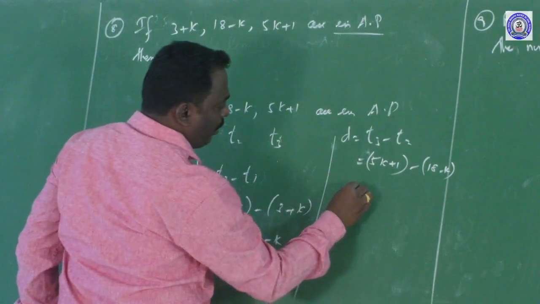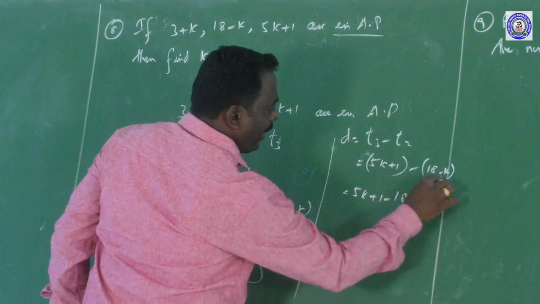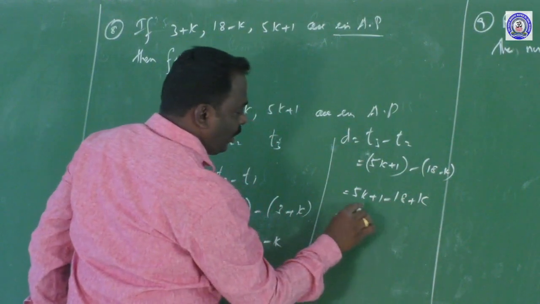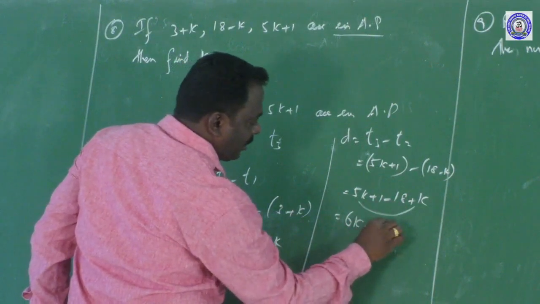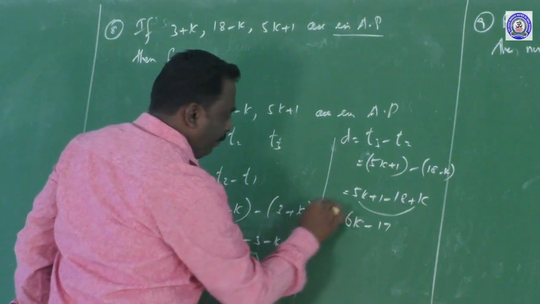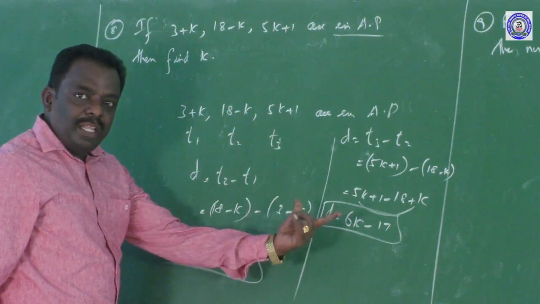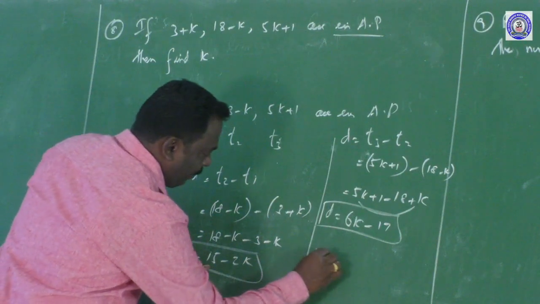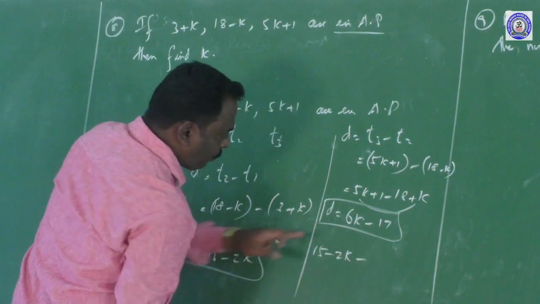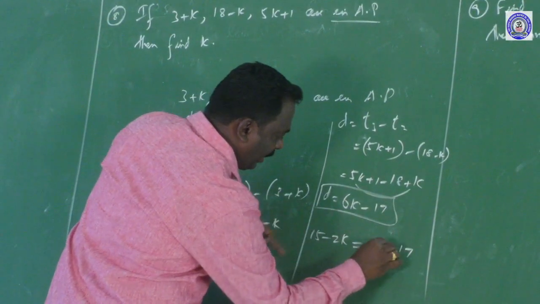That is equal to: remove the bracket, 5k plus 1 minus 18 minus plus k. That is equal, adding up, to 6k minus 17, the common difference d. Now, these are three terms of an AP, so the common difference should be equal. Therefore, first common difference is 15 minus 2k.